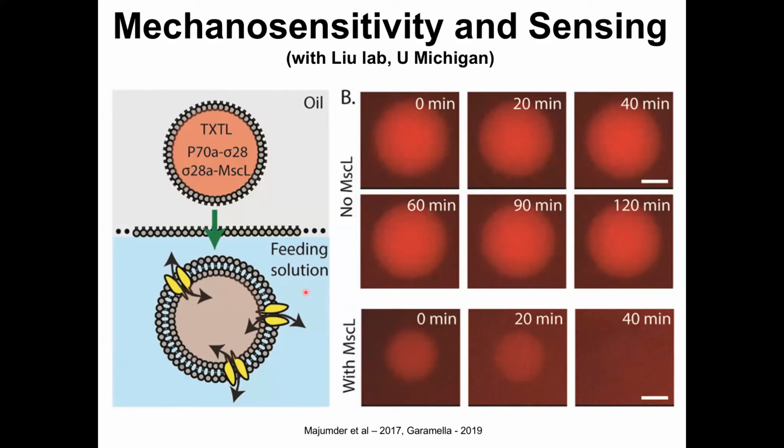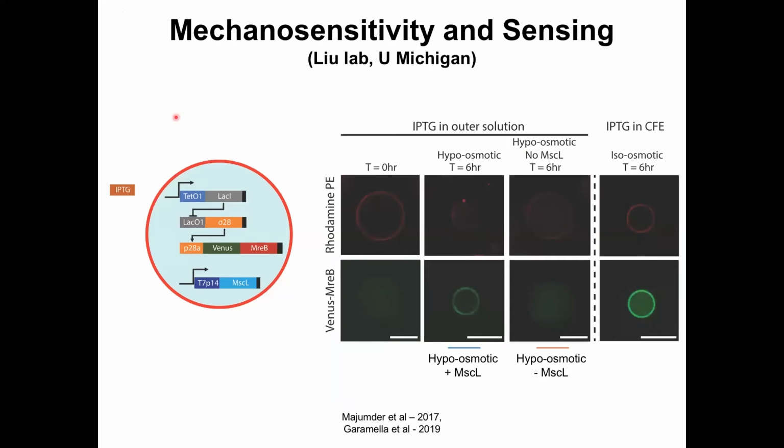So we build up something a little bit more sophisticated based on this result. Here it is. I'm going to start here on the left. You have a switch. We express the lac repressor to turn off the expression of MreB, a cytoskeletal protein, and we express constitutively MSCL. So MSCL is going to go to the membrane.